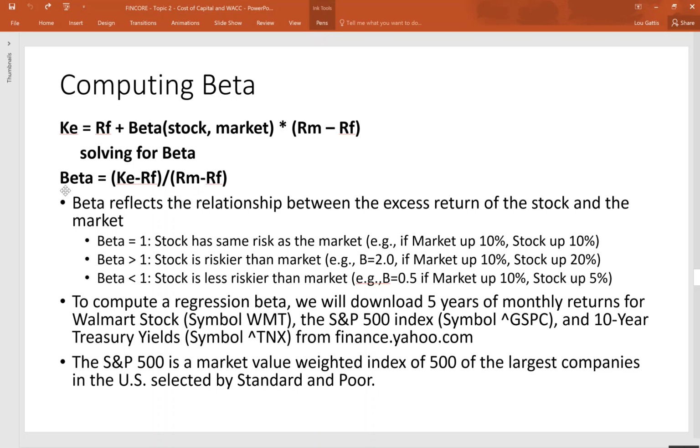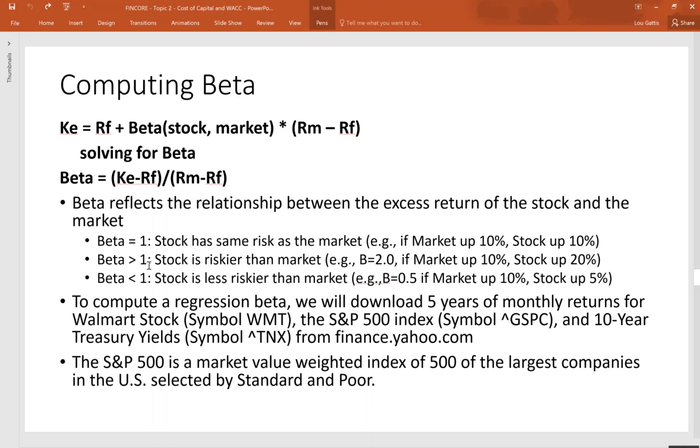So when we calculate this beta using historical data, if that beta equals 1, what that means is that the stock has about the same risk as the market. More specifically, if the market is up 10% and the beta is 1, your stock is expected to be up by 10%.